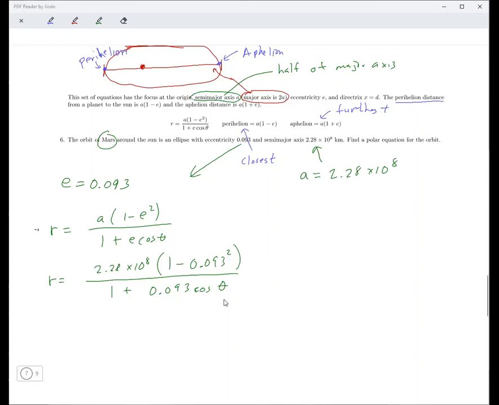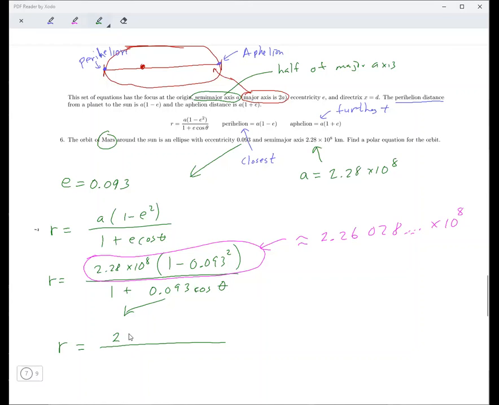We can simplify that. If we multiply that times all that and evaluate all this, I did it on the calculator, and that's approximately 2.26028, a bunch of other stuff, times 10 to the 8th. There's 10 to the 8th right there. And it says rounded off to 2 decimal places or 3 decimal places.